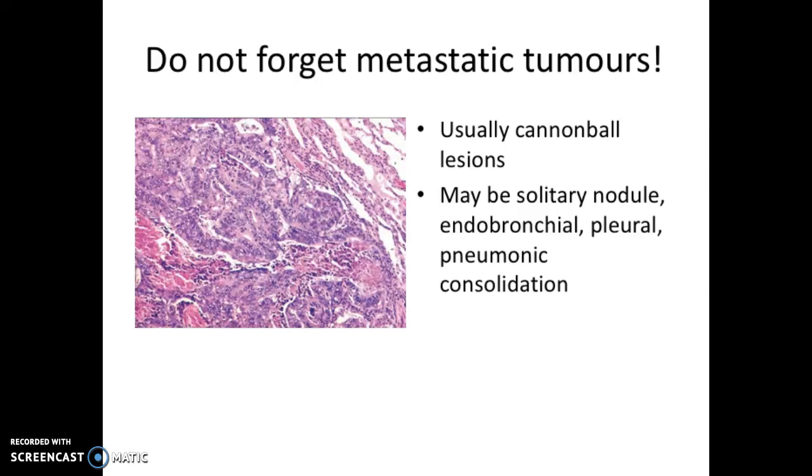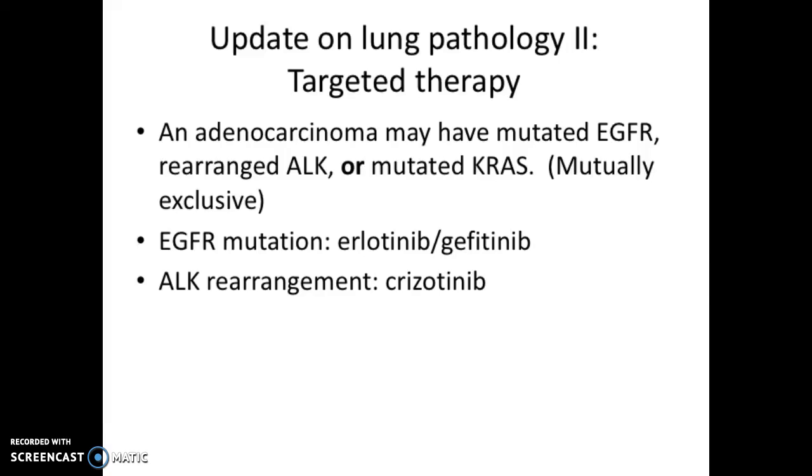Okay, so please do not forget that metastasis can happen in the lung. In radiographs, it can look like a cannonball lesion, and it can also be a solitary nodule, endobronchial nodule, pleural nodule, or present as pneumonic consolidation. So just some updates on lung pathology: there's EGFR, ALK, and KRAS mutation. So there are different treatments for different types of mutation.